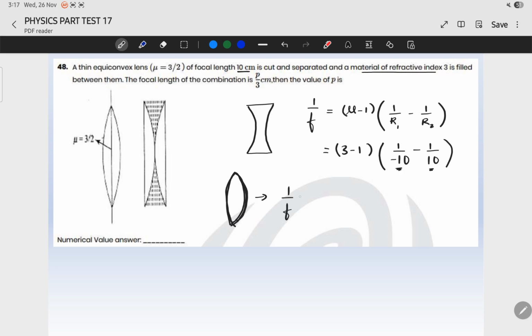1 by f, which is the focal length, plus 10. So 1 by 10 is equal to 3 by 2 minus 1. 3 by 2 minus 1 is 1 by 2. 1 by r1 plus minus 1 by r. So you will get 1 by r plus 1 by r, 2 by r, and the r gets cancelled. So you get the radius of curvature also as 10 centimeter.